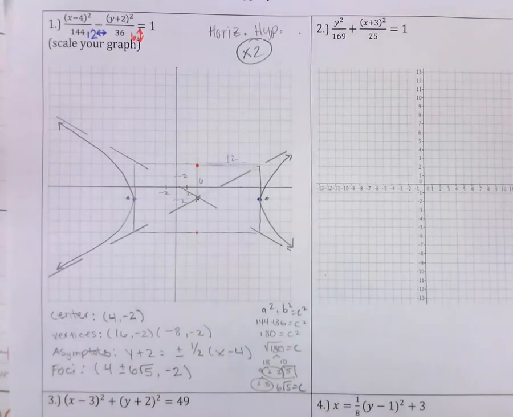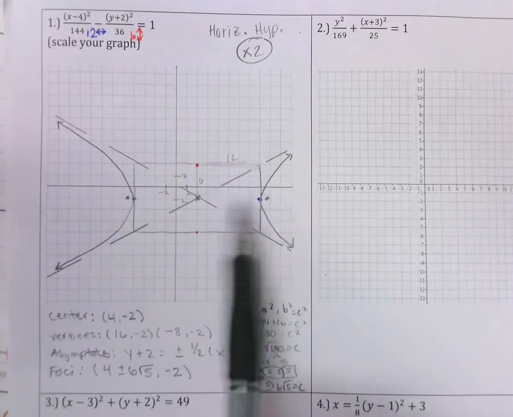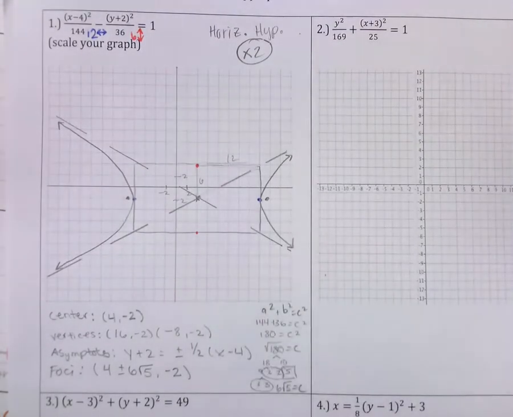I'm adding that c to the x coordinate of my center because the foci are to the left and to the right. So that changes the x value of the center, but they're still at negative 2. If it was vertical, we'd put it a little higher, right? It'd be like negative 2 plus or minus.